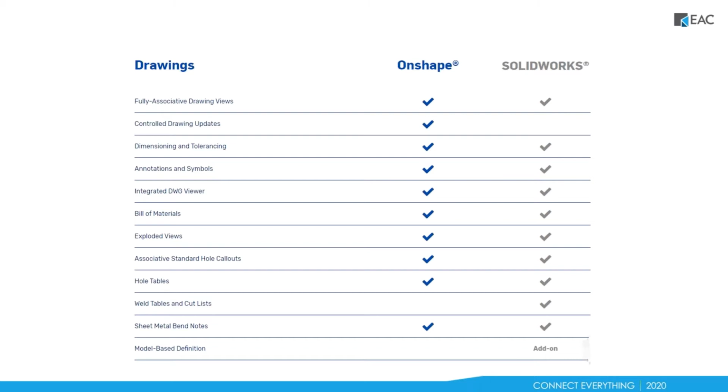Hole tables, both systems have that. Weld tables and cutlass. We have weld symbols in Onshape, but not weld tables. Sheet metal bend notes and things like that, certainly. And model-based definition. So that's like the ANSI 1441. There's also an ISO standard, but it's sort of like three-dimensional notes. According to the ANSI or the ISO standards, Onshape does not have that. It's an add-on for the SolidWorks package.